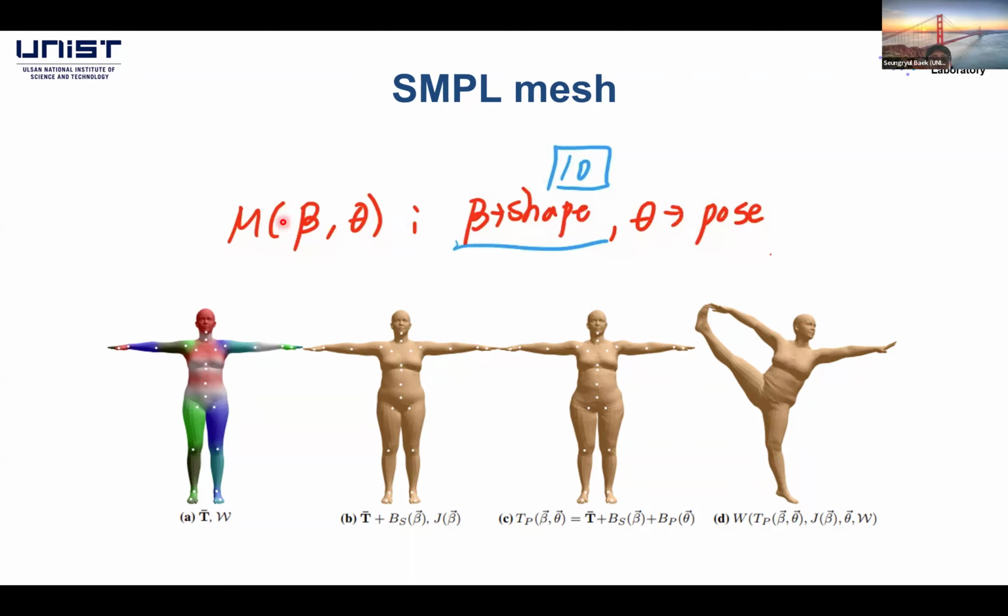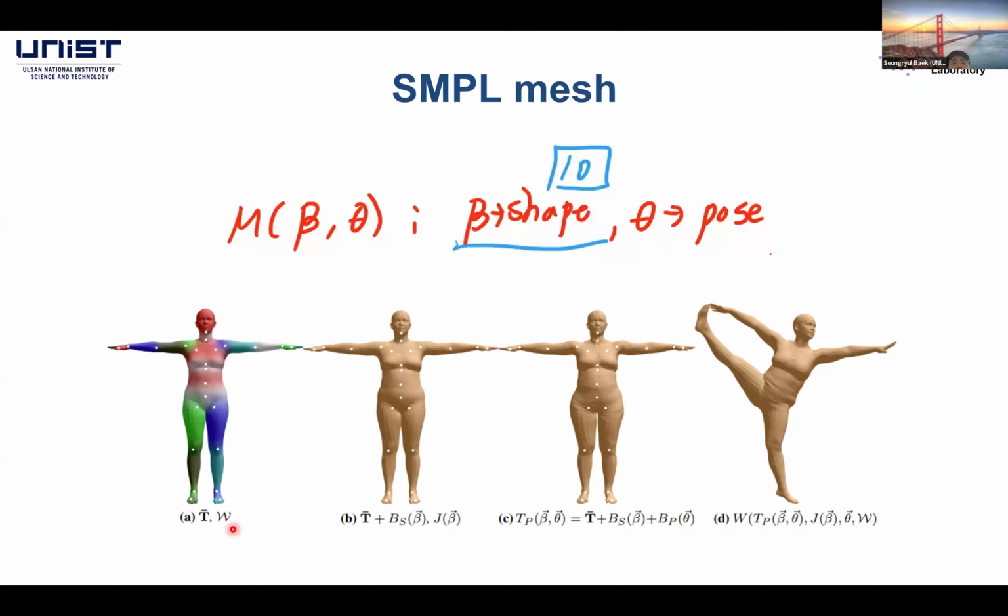So we can call this function, and we call beta the shape parameters of the SMPL, and theta the pose parameters of the SMPL. If we input the shape parameters and pose parameters, this function maps these parameters to a 3D mesh representation.